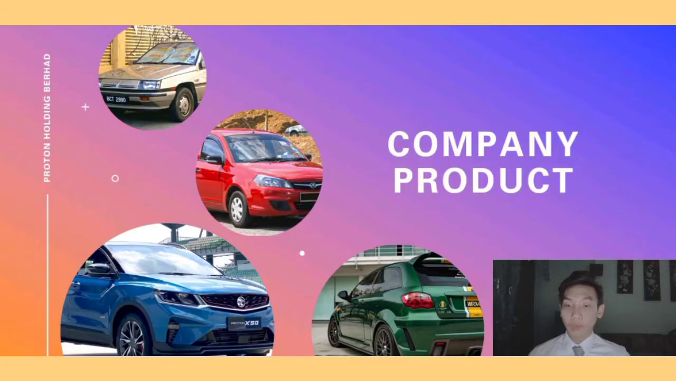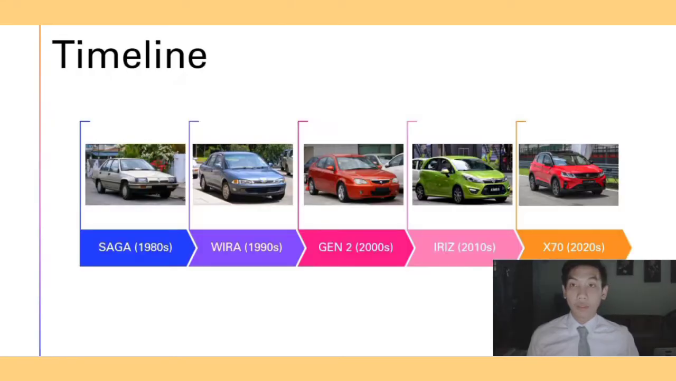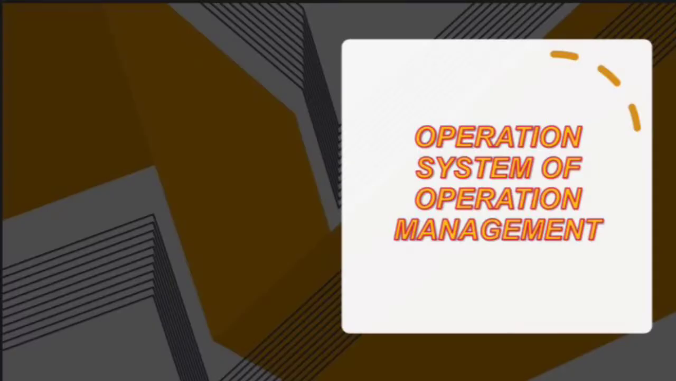From time to time, Proton has now produced more than 30 models of cars, and its latest models are the Proton X70 and Proton X50. The Proton X50 is the latest car model from the company, launched on 27 October 2020. This model is the second SUV from the brand after the X70, almost entering 4 decades in 2 years. Here are some car models that were produced over the years. The figure shows some of the famous cars. Operation system of operations management.